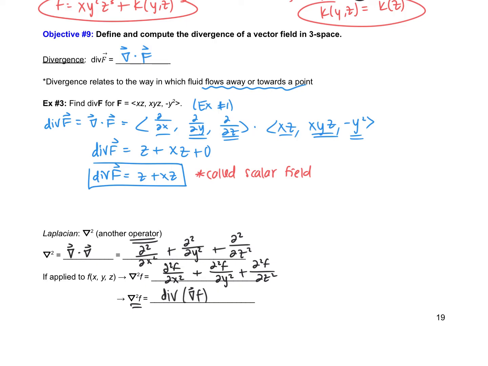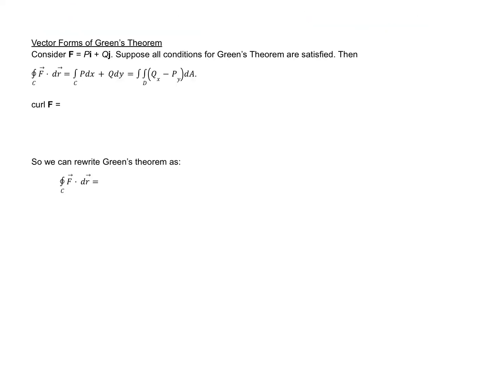Okay, last thing we're going to touch on, on the next page, we're going to go back to Green's theorem for a little bit. So we're going to look at vector forms of Green's theorem. Consider that you have F, which is some vector field in 2-space. Suppose all the conditions for Green's theorem are satisfied.